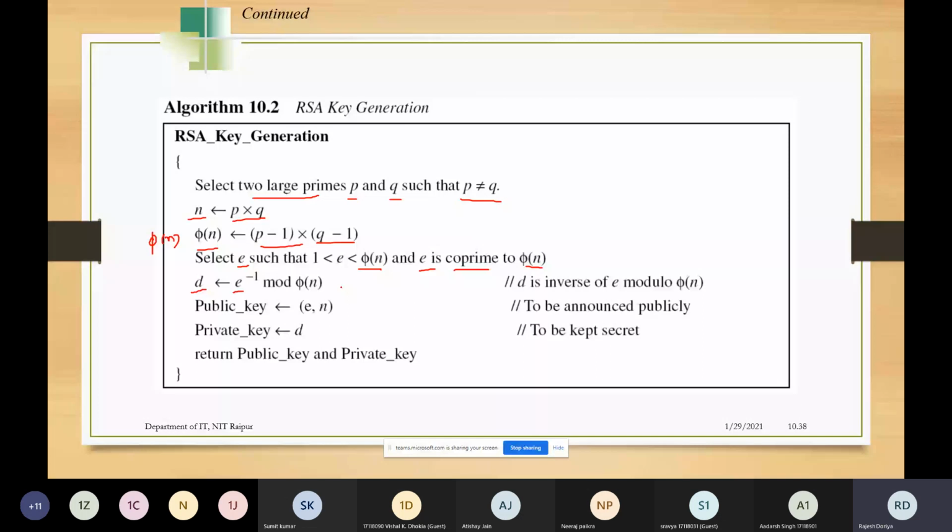So let us say that E comma N is the public key and D is the private key. This is how the keys are being generated in RSA. The thing which you have to note is that E has to be co-prime, and E and D have to be inverse of each other. We can say inverse when they produce a result like this. We'll see this key generation with the help of an example.